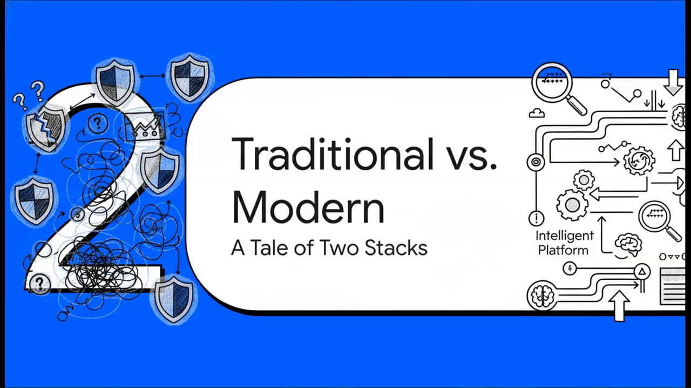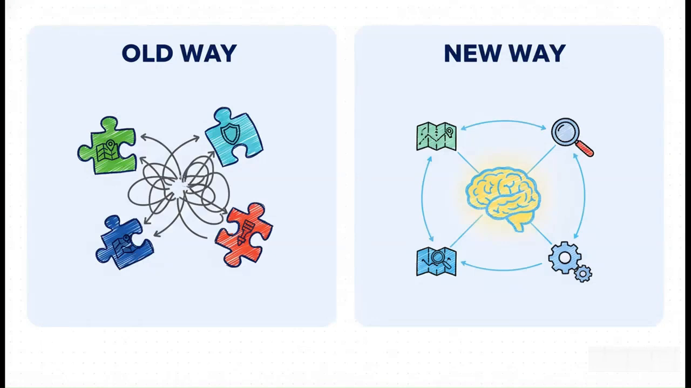The huge difference between the old, clunky way of doing things and the new, intelligent way. The old way was a mess. It was all about juggling a bunch of different point solutions. You'd have one tool for lineage, another for data quality checks, maybe a third for cataloging. They didn't talk to each other, and it was a nightmare to manage. The new way is a single, holistic platform that brings all of that together.